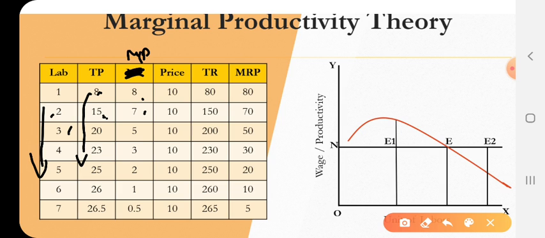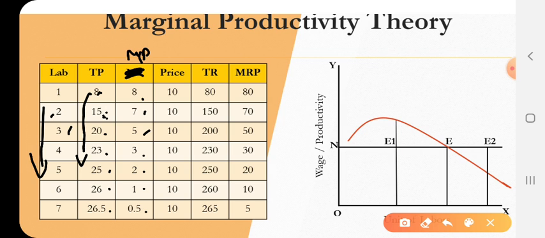Then if you increase one more labor, with 3 labors, what happens to production? It increases by 5, because 20 minus 15 is 5. Then again, similarly, 23 minus 20 is equal to 3. So 25 minus 23 is equal to 2. 26 minus 25 is equal to 1. Then 26.5 minus 26 is equal to 0.5.